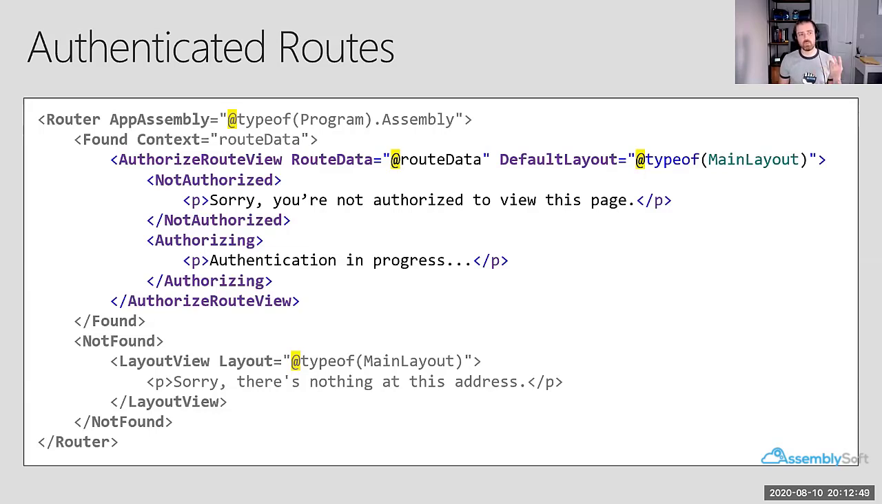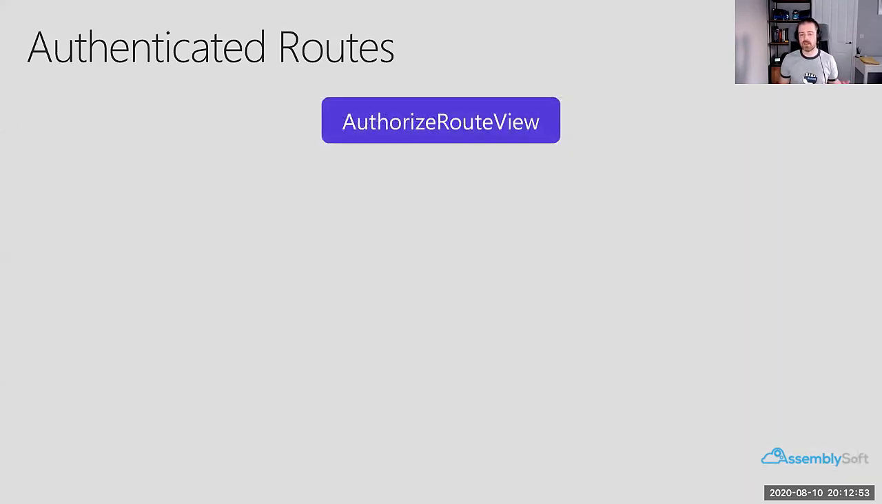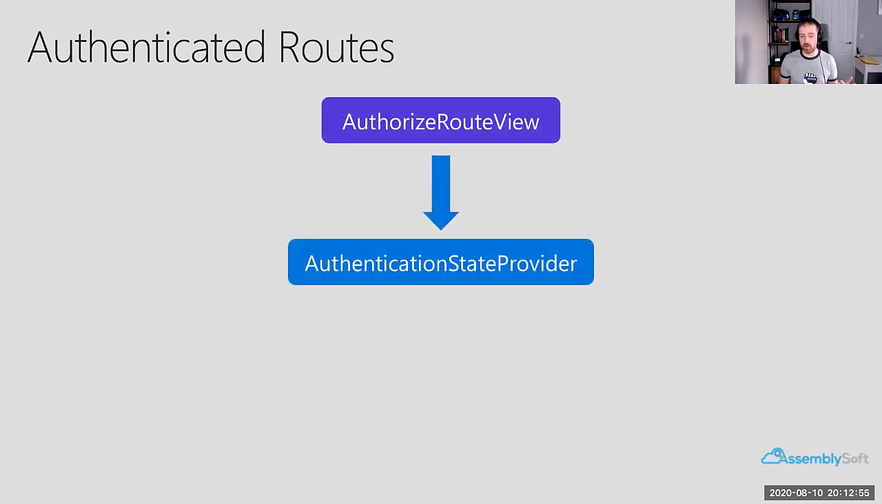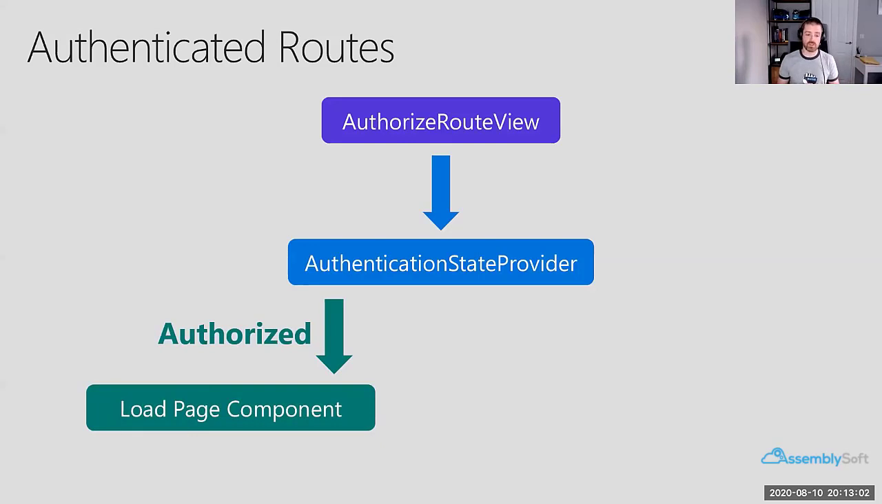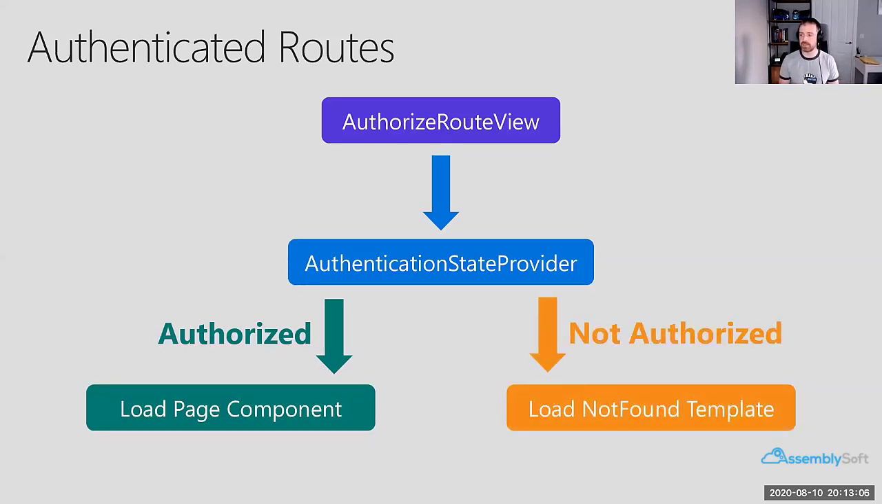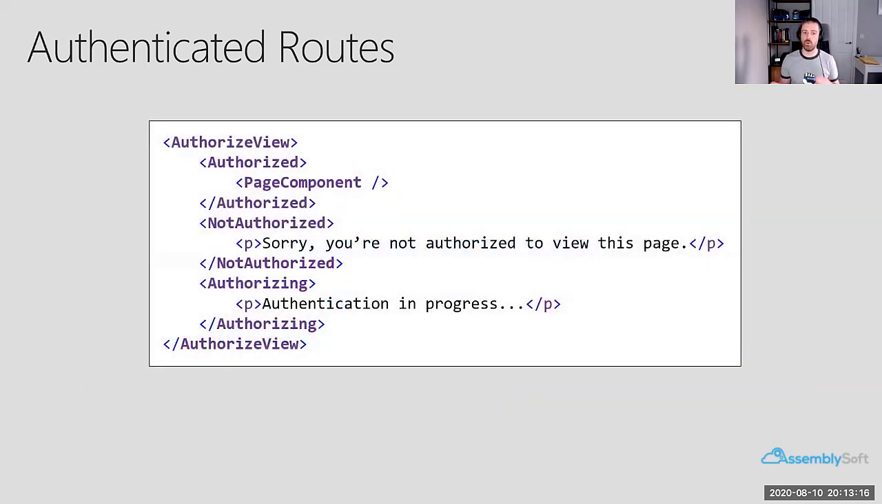Basically, what happens under the hood with the authorized route view is it gets an instance of the authentication state provider, and it simply asks, are you authenticated or not? Are you authorized or not? If you are, then it loads the page component. And if you're not, then you get the not authorized template. It's not any more complicated than that. Under the hood, what the authorized route view actually renders is an authorized view.